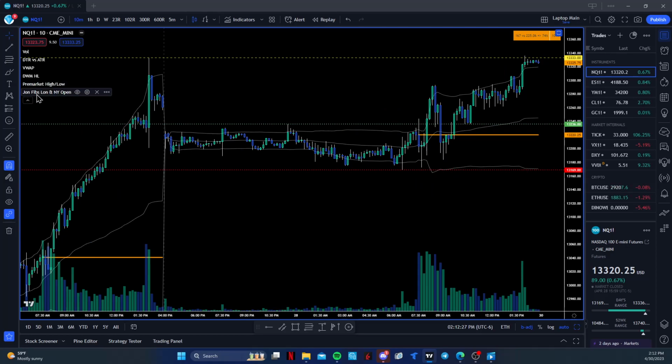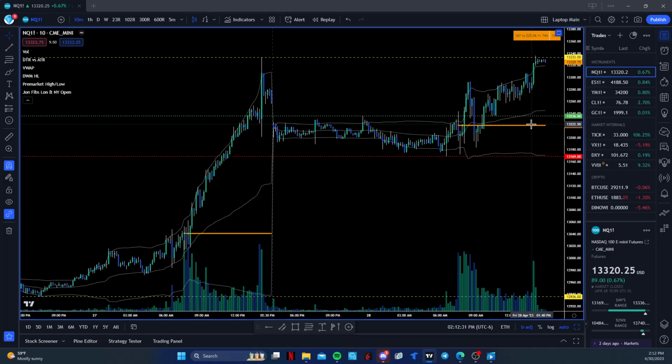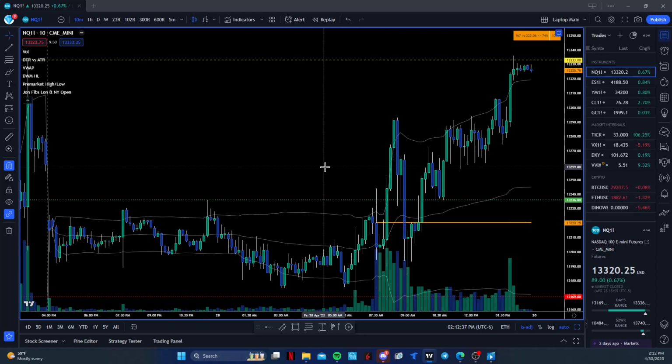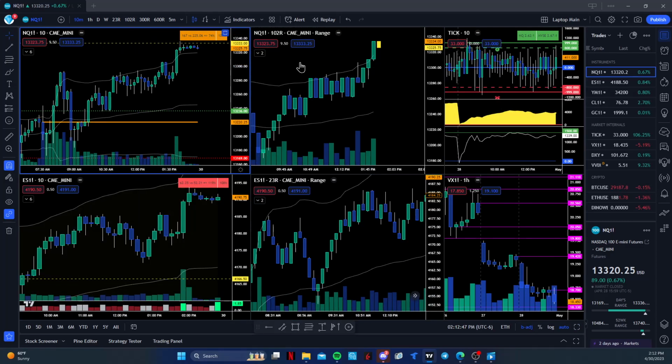And then I have this one. It's John Phibbs, London and New York Open. And this plots the opening print in orange here every day. So that way I don't have to do it myself. It just gets plotted automatically and I know what's going on. So those are the indicators that I am using with my charts currently. And all of those are on the time-based charts.